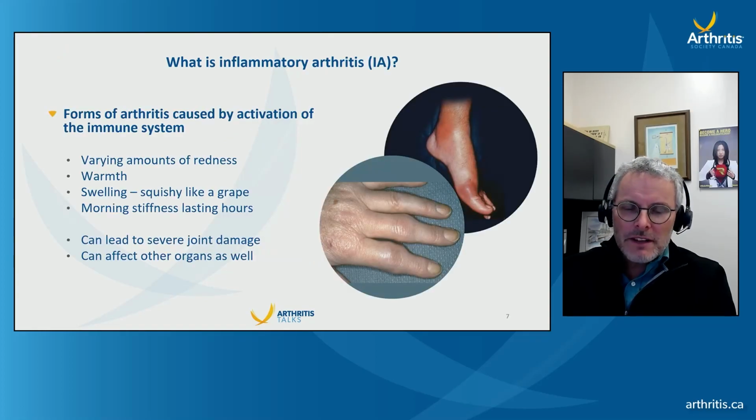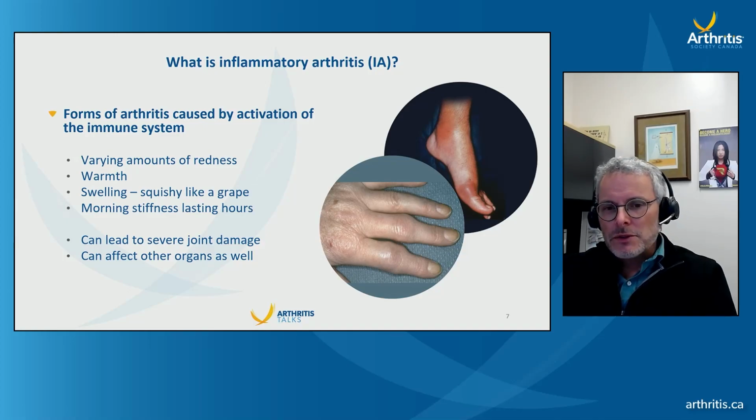So what is inflammatory arthritis? Well, it's a form of arthritis that's caused by activation of your immune system. And there's varying amounts of redness. The joints are warm because of the inflammation. There's swelling, like in those two fingers that you see there, but the swelling is squishy like a grape if you put your fingers on it. And patients have morning stiffness that can sometimes last for many hours.